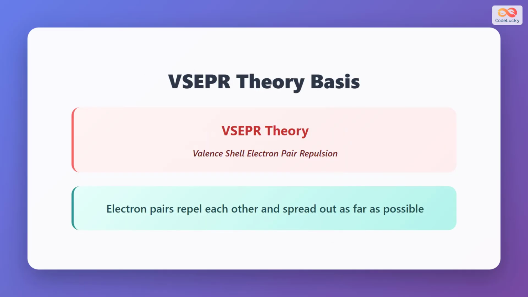This geometry comes from VSEPR theory, which stands for valence shell electron pair repulsion theory. The fundamental principle is simple. Electron pairs around an atom repel each other and naturally spread out as far as possible to minimize repulsion. When three bonding pairs are present with no lone pairs, they naturally adopt the trigonal planar arrangement to achieve maximum separation.